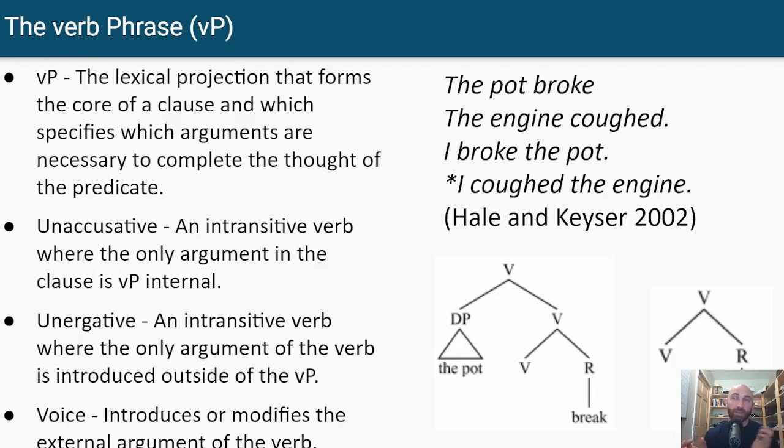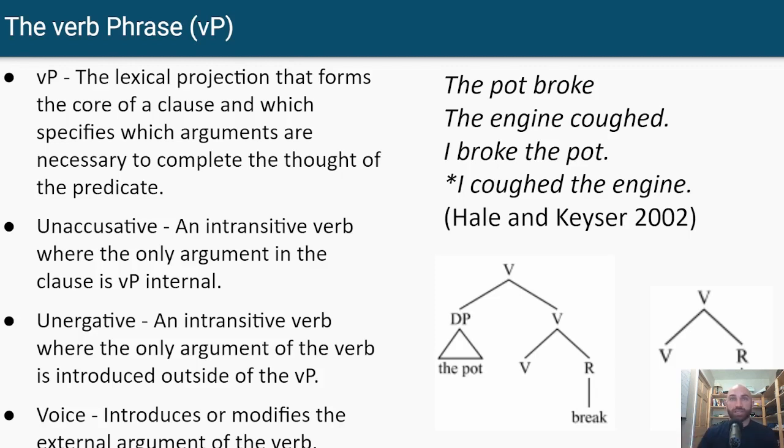So in this case, when the verb combines with cough, it doesn't take an argument inside of that verb phrase. When I go to add an argument in the pot broke, if there's something else that can introduce an argument, I'm going to end up with two arguments. With cough, if there's something else that introduces the argument, because there has to be an argument of cough, I only end up with one argument. That's the basic idea. Voice is the thing that introduces the extra argument. So voice introduces or modifies the external argument of the verb.